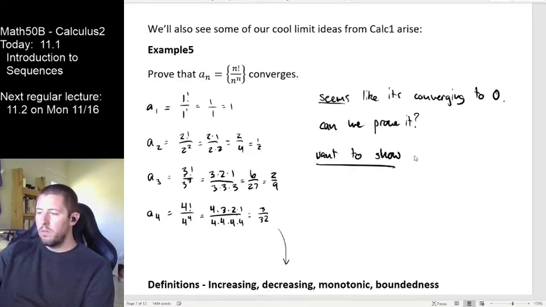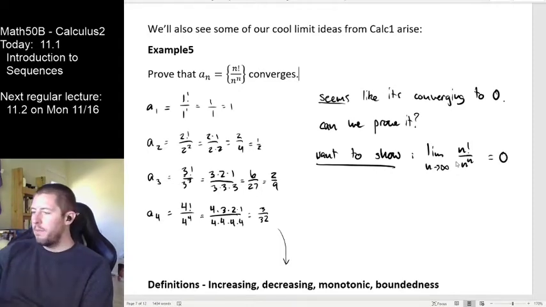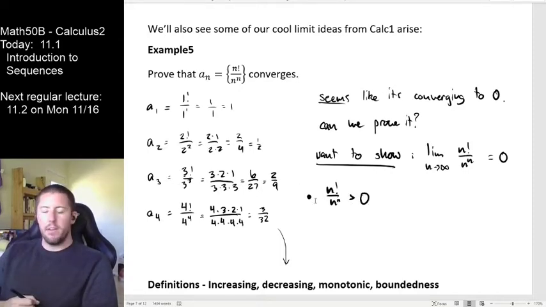What we want to show is that the limit as n goes to infinity of n factorial over n to the n is equal to 0. Here's what I'm thinking. What we just showed over here is two things. One thing I saw was that n factorial over n to the n, as a term in a sequence, is greater than 0. I know that's a true statement I can make right here.